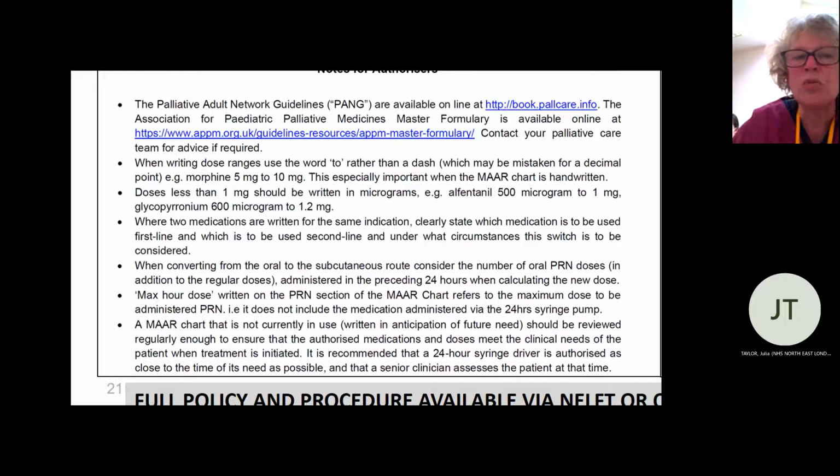They also very much want you to write milligram to milligram, so 5 milligrams to 10 milligrams, to make sure that there is no risk of the units being misinterpreted. Any dose less than 1 milligram must be written in micrograms. For example, alfentanil 500 micrograms to 1 milligram, or glycopyrronium similarly. And when you write the word microgram, you need to write it in full, because there's a risk of it being misread. So those are probably the key points on the key points.